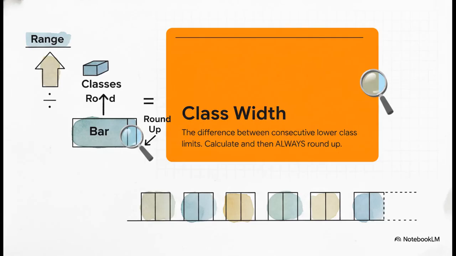For continuous data, we have to make our own groups, or classes. The class width is what decides how wide each bar is going to be. You figure this out by taking the range of your data, deciding on how many bars or classes you want, and then you divide. But here's the one rule you cannot forget. You always round that result up. Always. Why? It's to make absolutely sure your highest value has a place to go.